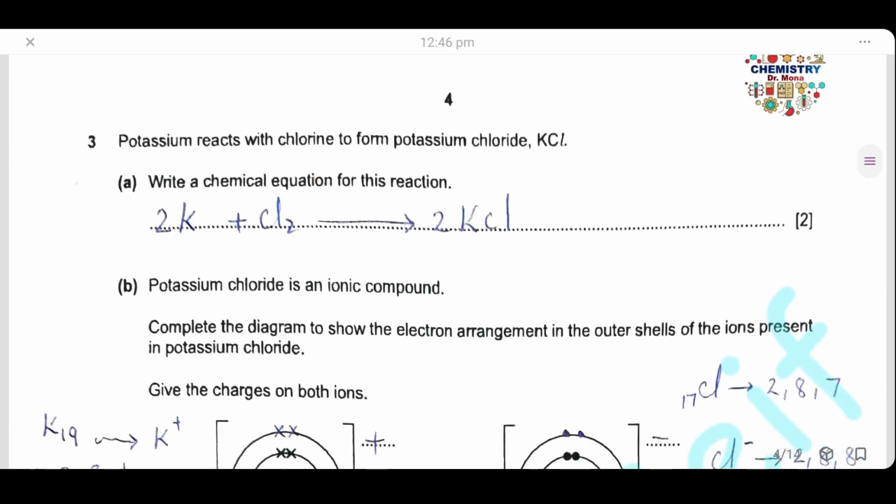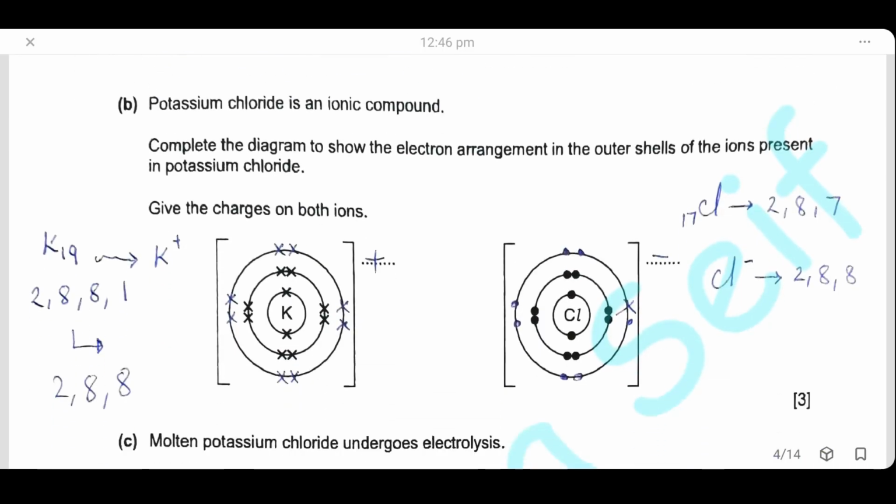Question 3. Potassium reacts with chlorine to form potassium chloride. Write the chemical equation for this reaction. This is the chemical equation as shown here. Remember to balance the equation because this will be for 1 mark. Potassium chloride is an ionic compound. Complete the diagram to show the electronic arrangement in the outer shell of the ions present in potassium chloride.